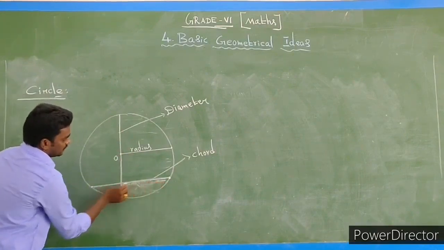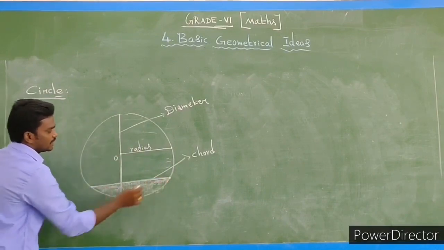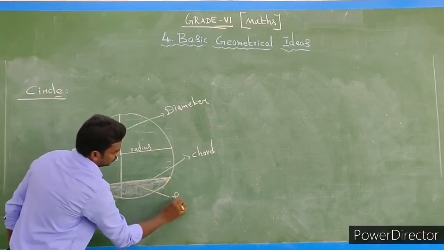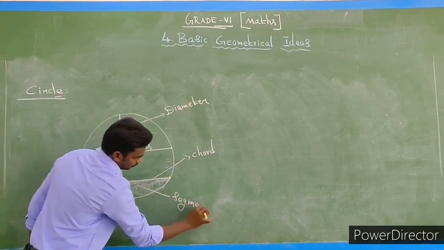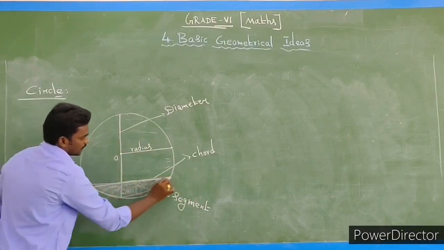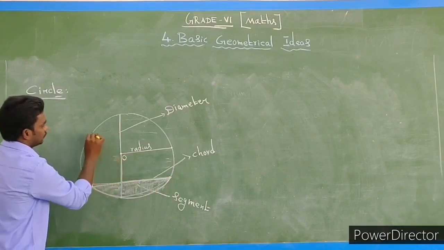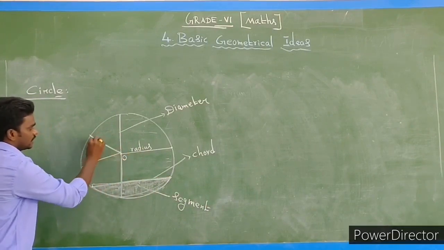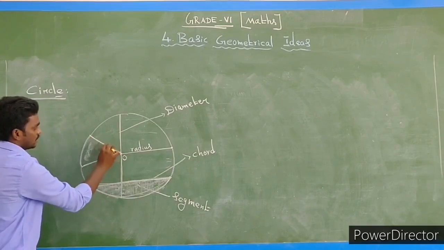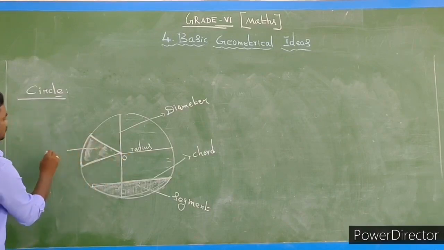And the region enclosed by the chord of the circle and the arc of the circle is called what? Segment. So what is the next one? Sector. A sector is the region enclosed by the arc of the circle and the two radii of the circle. The space between these two radii and this arc is called a sector.